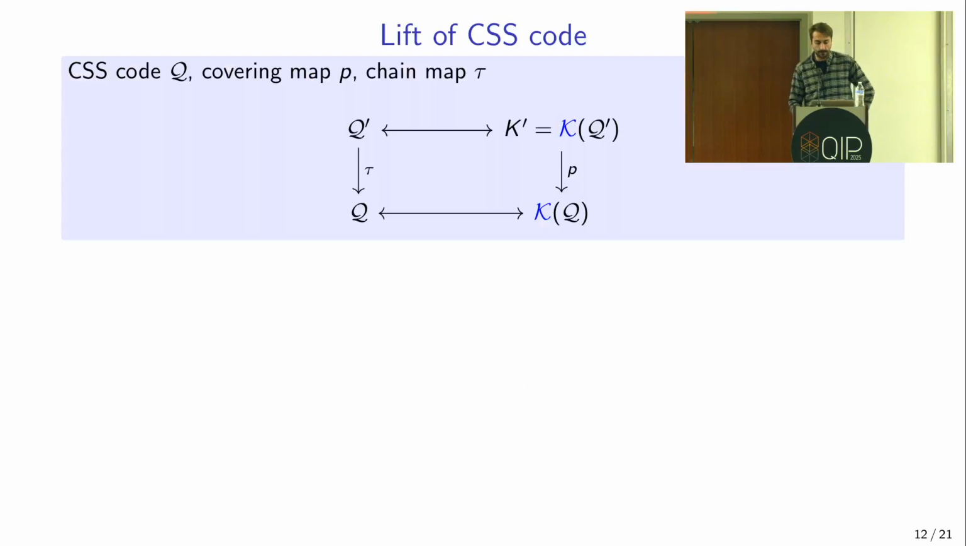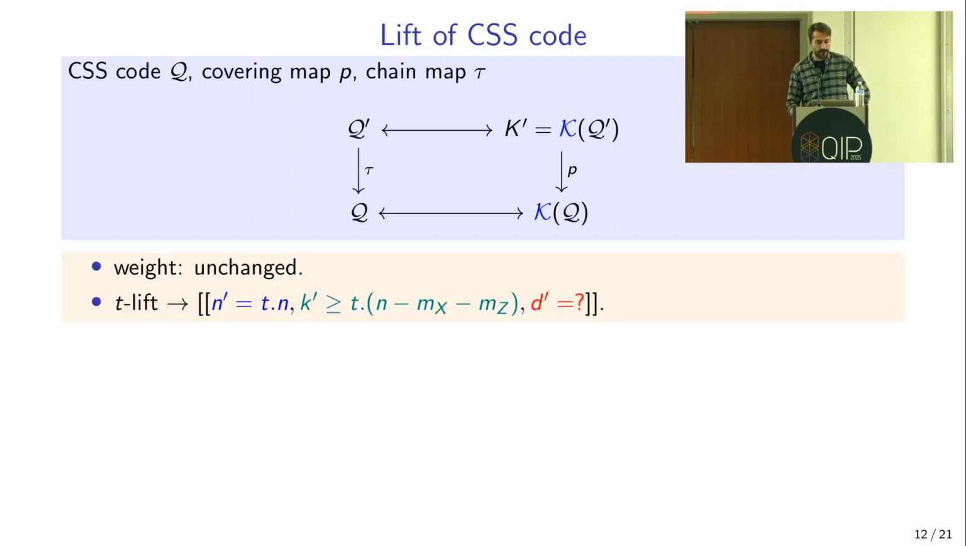Okay, so to summarize, it's exactly the same diagram as we had before, only now the classical code has been replaced by a quantum code, and the Tanner graph has been replaced by this Tanner-Cohn complex. And other than that, it's exactly the same procedure.